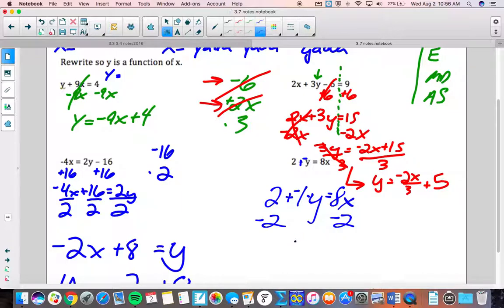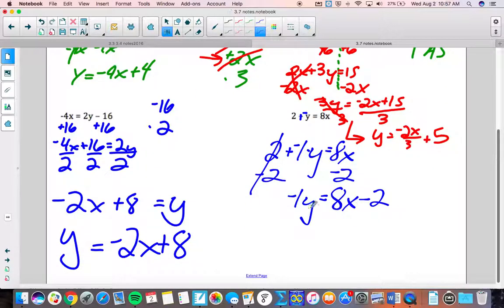So we get negative 1y equals, what should I put first here? Please try to put the x's first. It's not wrong to write it the opposite way, but the 8x would be better to go first. So it's 8x. The 8x is positive, the 2 is negative. So 8x minus 2. Last but not least, y is being multiplied by negative 1, so let's divide by negative 1. Everything gets divided by negative 1.